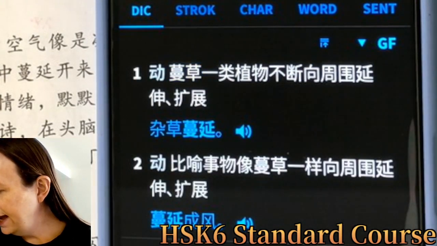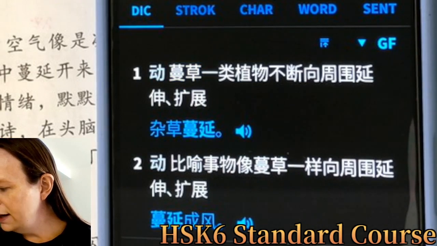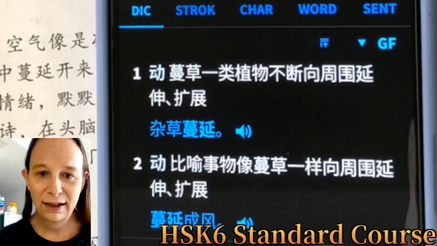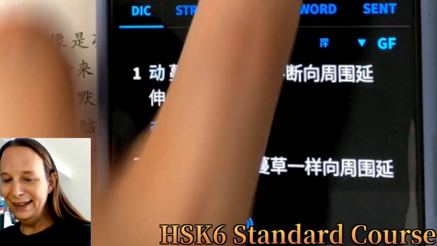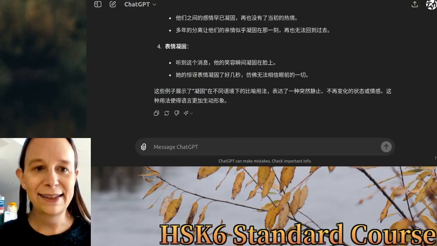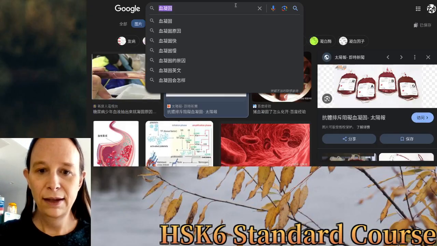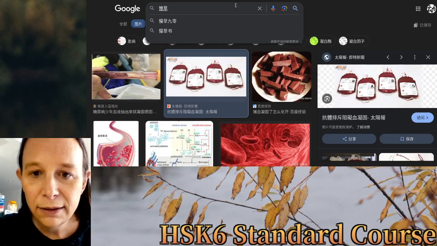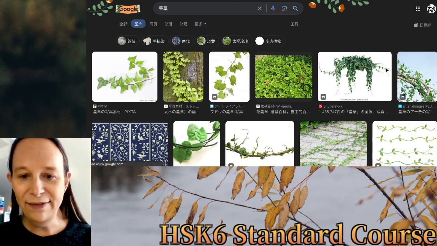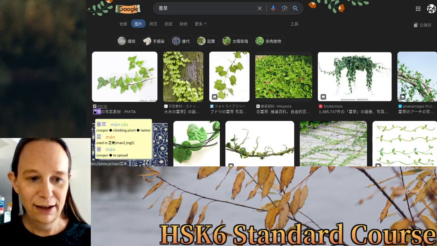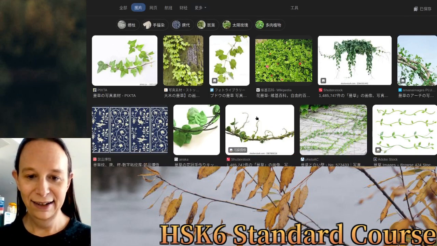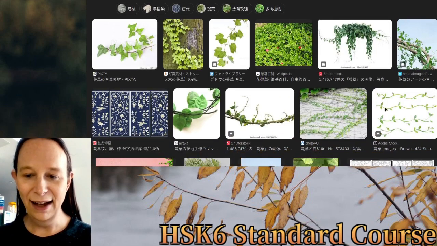蔓草一类植物不断向周围延伸扩展. All right, let's go look at this. So this is some kind of creeping grass. This one. 蔓草. So it's ivy. Creeper, climbing plant, twine. Okay, so we call it ivy in English, right? This is ivy.